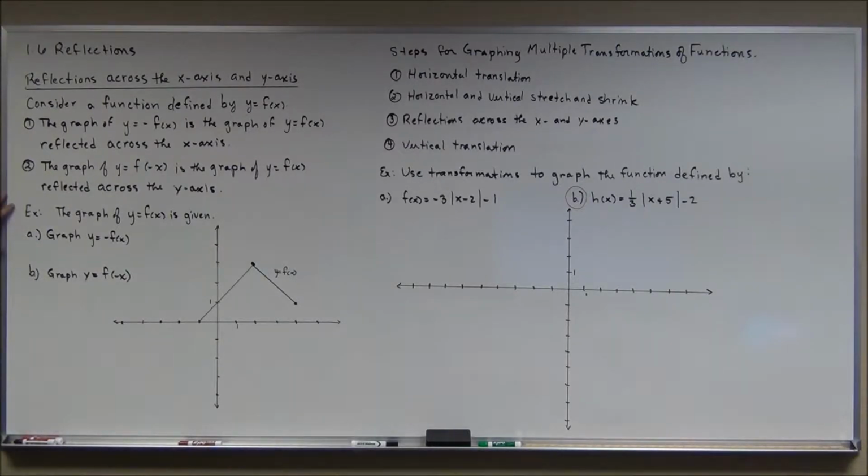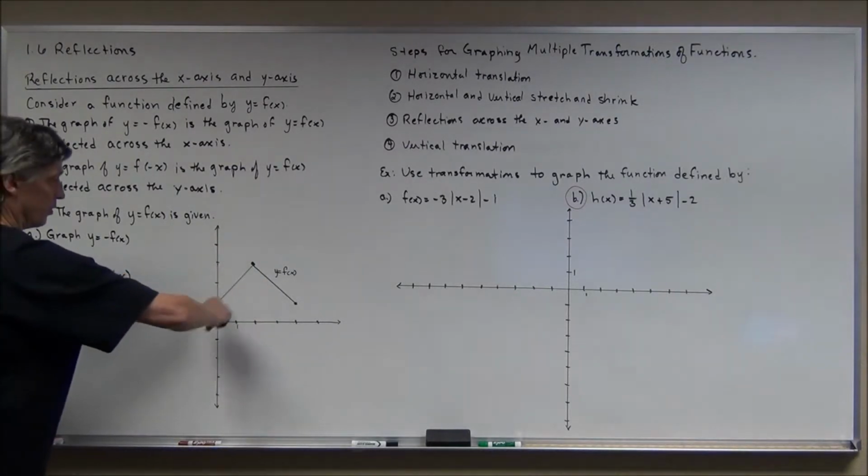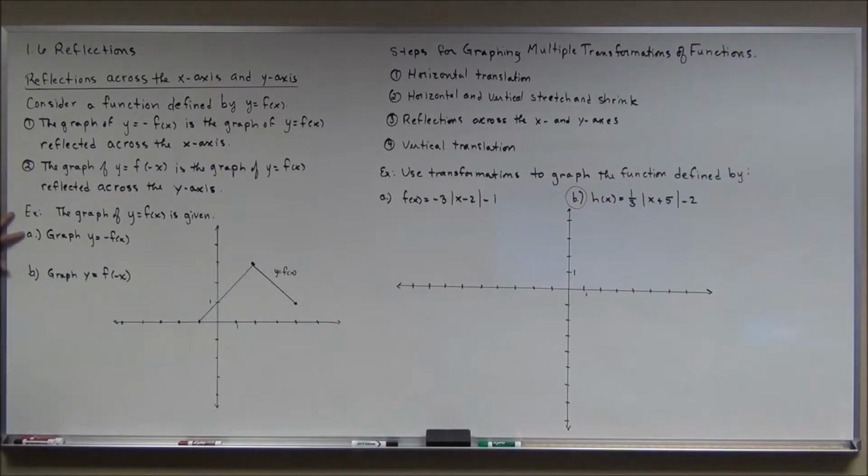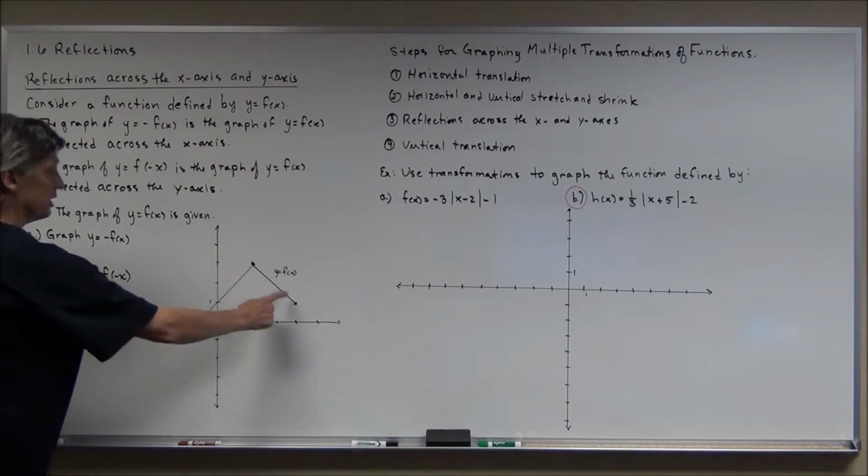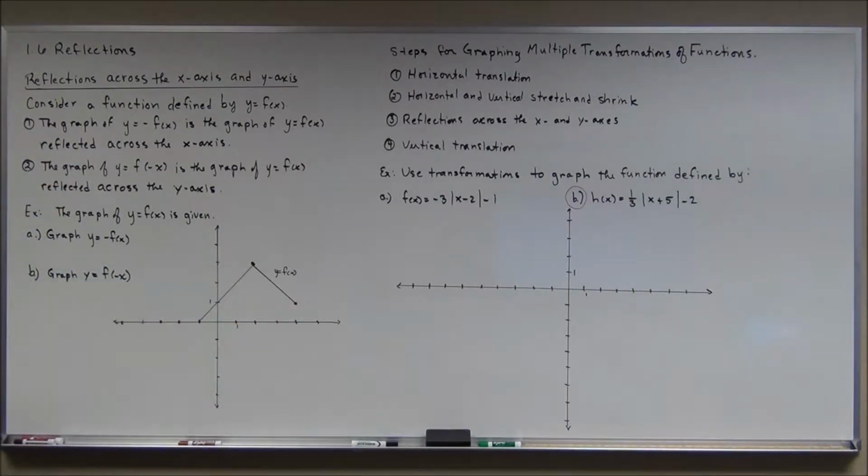So what I'm going to do with this example is I've given some kind of a little graph here, y equals f of x, and I'm going to graph y equals the opposite of f of x. I'm going to look for these three key points and see how they change. Now, if you reflect it in the x-axis, the x-intercepts will stay the same.